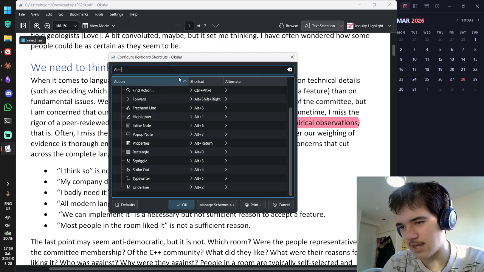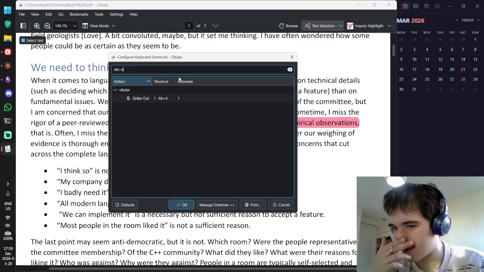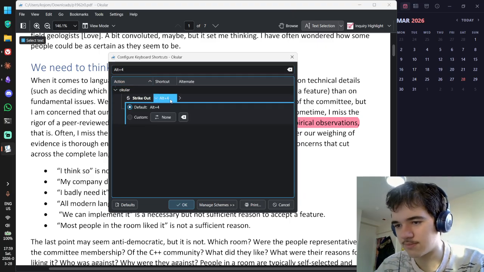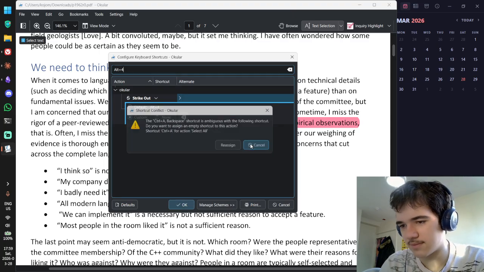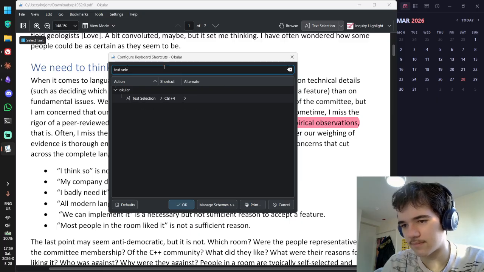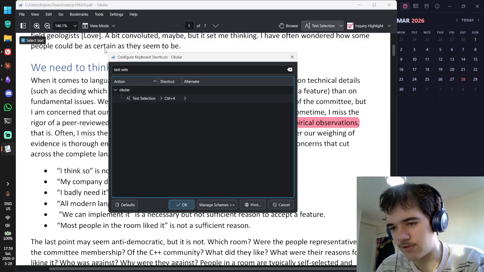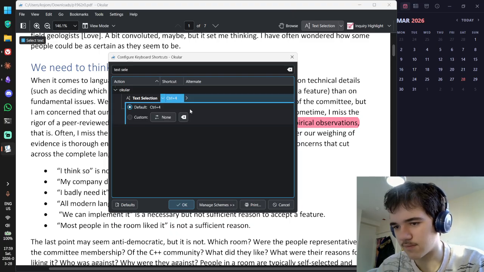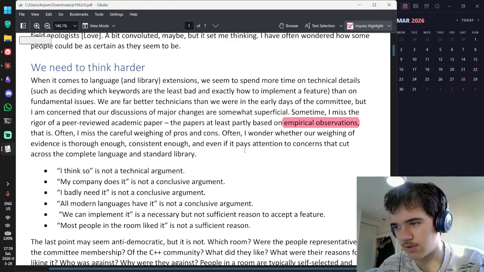Can I do? Yeah. So okay, how about Alt? What's Alt 4? Alt 4 is strikeout. So I'm just gonna remove that. Yeah, just none. And then replace text selection. So 1, 2, 3. Actually, I guess I could just make it 4, can't I? Is that allowed? So 1, 2, 3, 4. Okay, we'll see how that works.